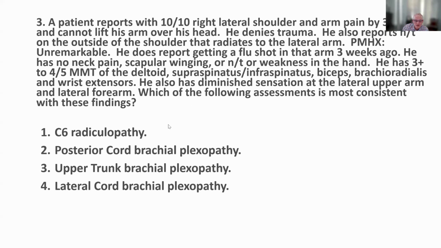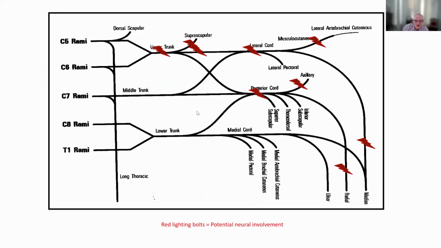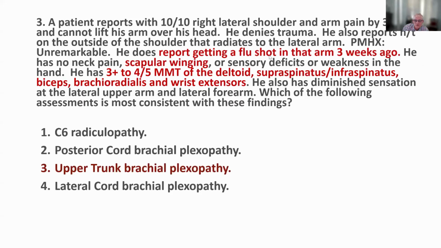So in this case, what's most common here is the key on this is that they don't have scapular winging, right? That's important. What's also important here is that they got this flu shot, and all of a sudden now they're having these signs and symptoms. What's going on here? This is an upper trunk plexus problem. Upper trunk plexus is going to be classic, and the pattern of weakness is going to be similar to what you just see here.